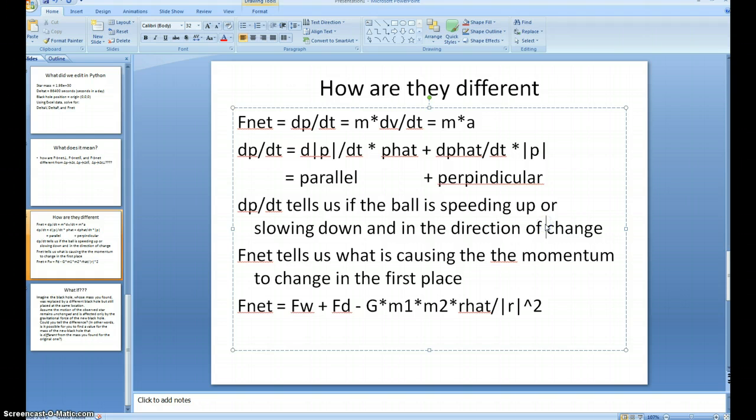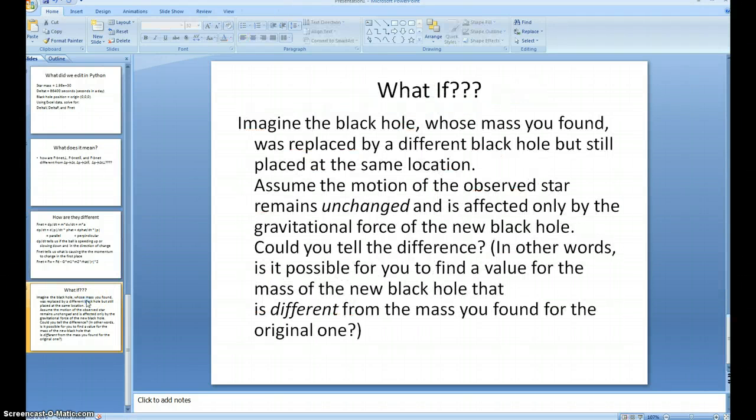So really, the change in momentum is telling us whether or not the star or the ball is speeding up or slowing down in the direction of that change. So F net is just telling us what's causing the momentum change in the first place. And you can solve for F net by summing up different forces, like a weight force, a drag force, and a gravitational force. So that then begs the question, why are they equal? Well, that's because the change in momentum is being caused by the net force, and so they ultimately have to be equal.